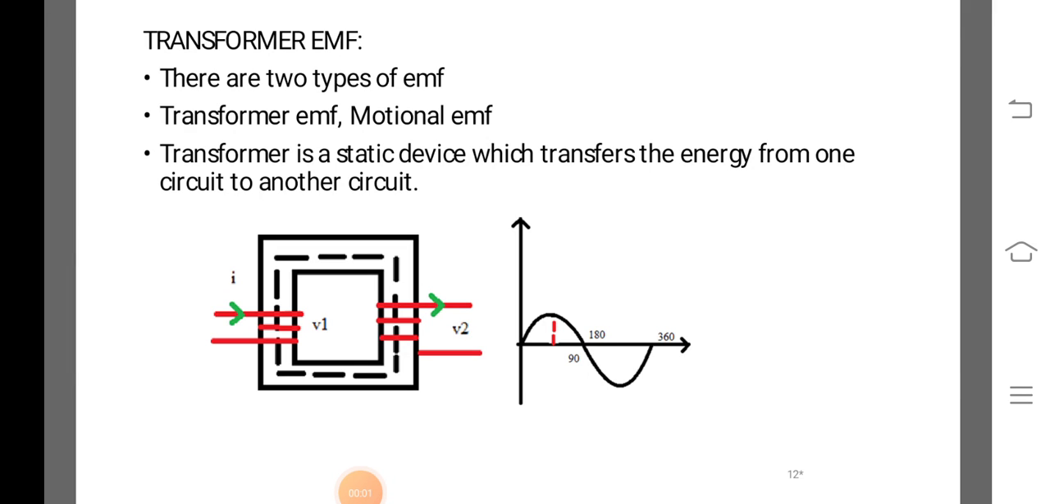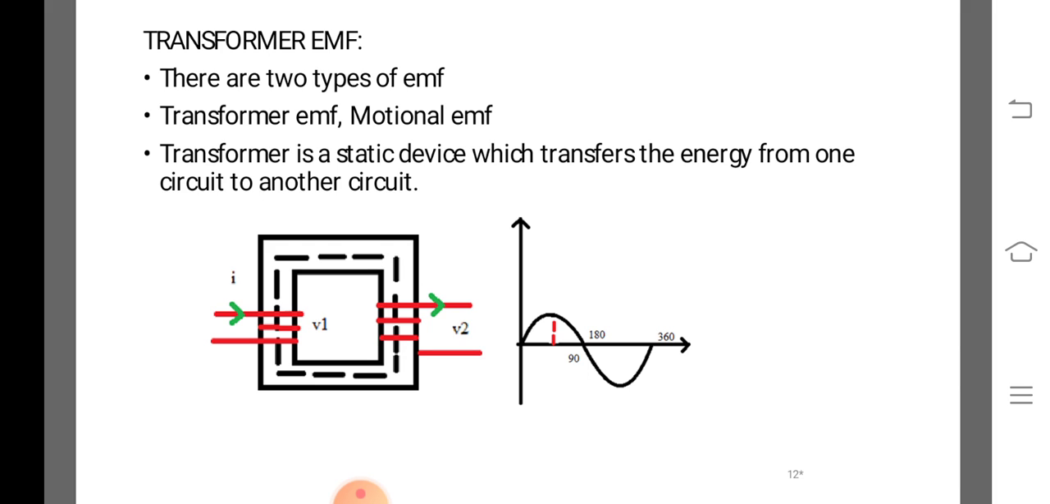This is transformer EMF. This transformer and motional EMF, having considered the connection between EMF and electric field, we may examine how Faraday's law links electric and magnetic field. For a circuit with a single turn, N equal to 1.